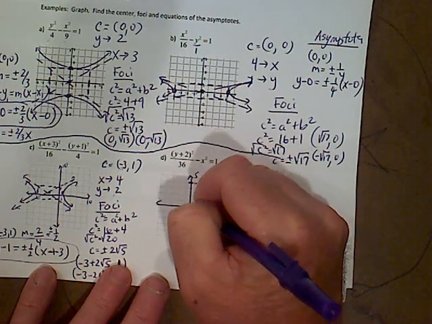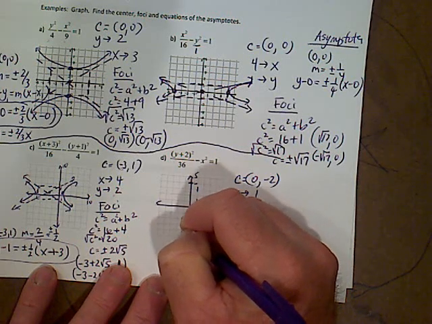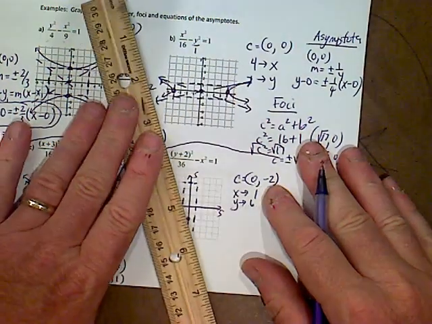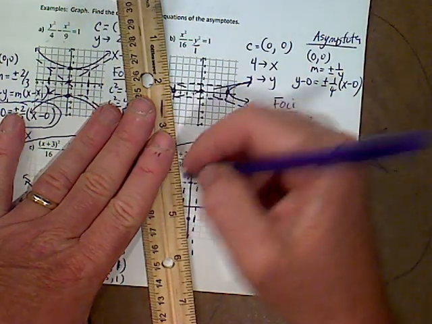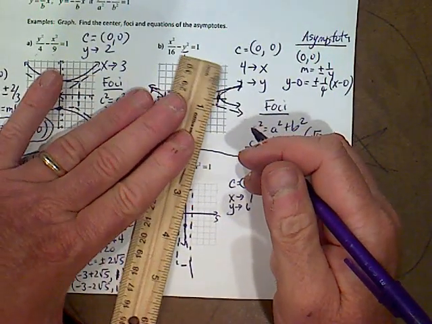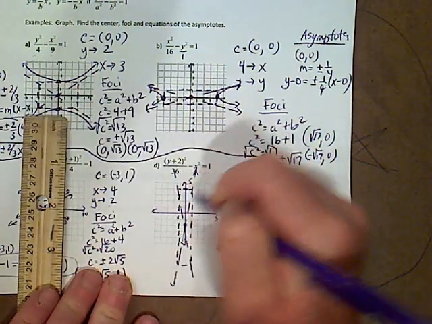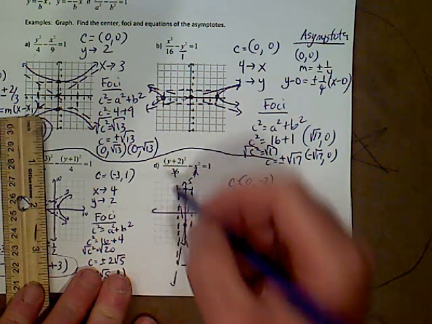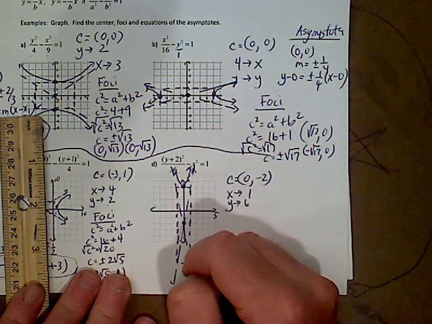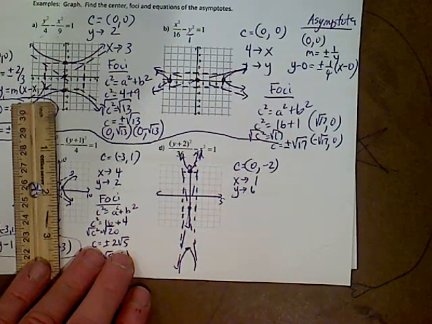Make a dotted box. And then you're going to make the asymptotes to the center and the corners of the box. Again, dotted. So through the corners of the box and through the center. And now you have to decide which way this is going to open. Since y is first, it's going to open with the y-axis, up and down just like this. And there will be your proper graph.